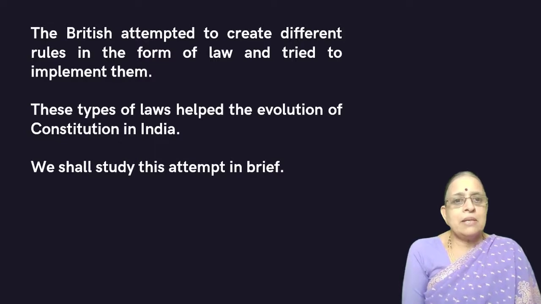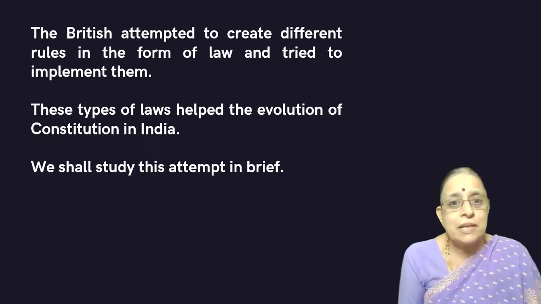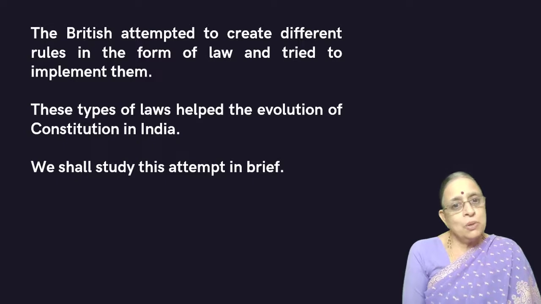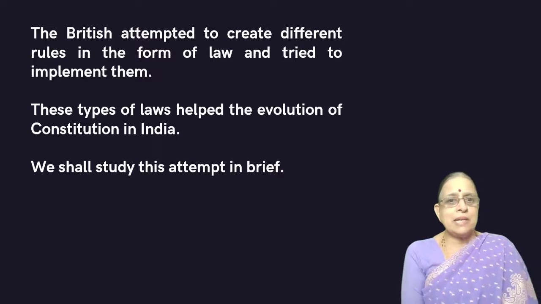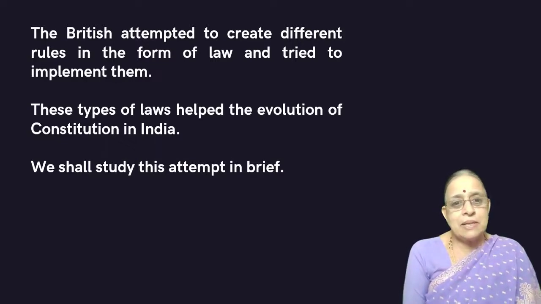Why the government, each and every country will enforce the law in order to control the whole of the country. If laws are not made, we cannot control all the states. So likewise in India also, Indian government will pass many laws in order to control the whole of India. So the British also tried to create different rules in the form of law. Just saying rules will not work, if you make a law, everybody will bow down before the law.